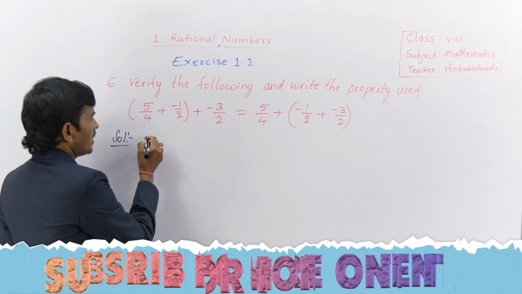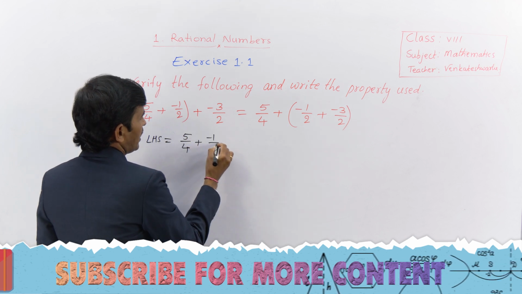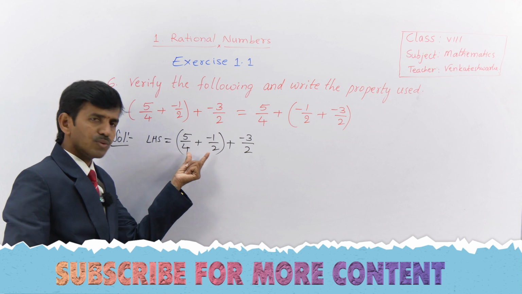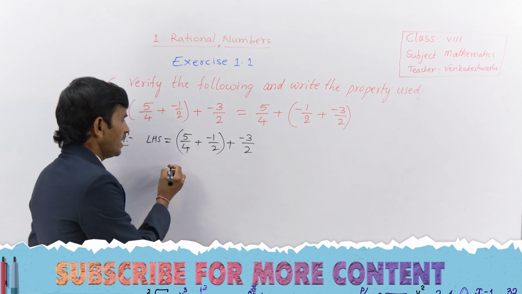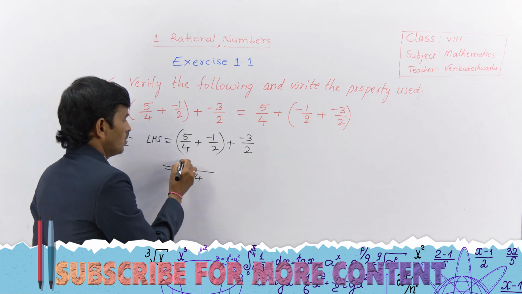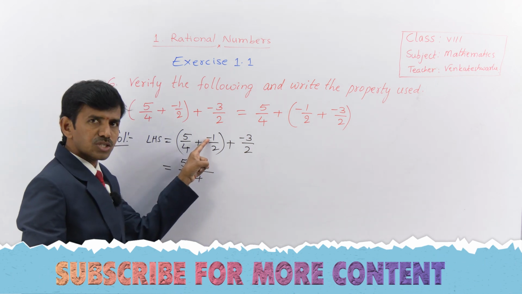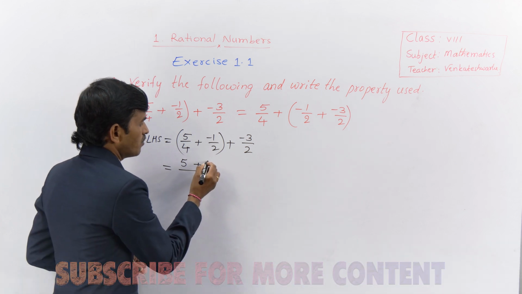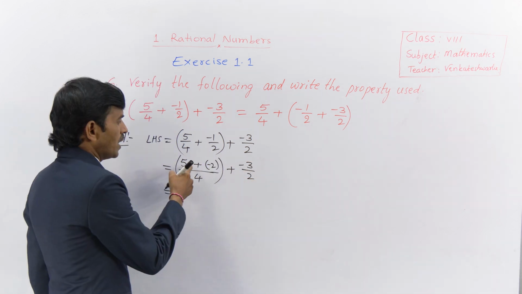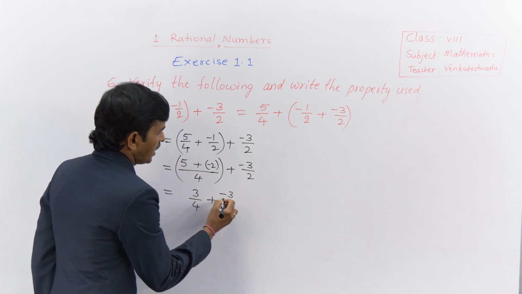So now first consider LHS, that is 5 by 4 plus of minus 1 by 2 plus of minus 3 by 2. Let us simplify the values which lie between the brackets. If you find the LCM of 4 comma 2, it is 4. Now numerator 5 is the same, and as LCM is 4, the second is to be multiplied 2 times, so it will become minus 2. Next, plus of minus 3 by 2. So 5 minus 2 is 3 by 4 plus of minus 3 by 2.